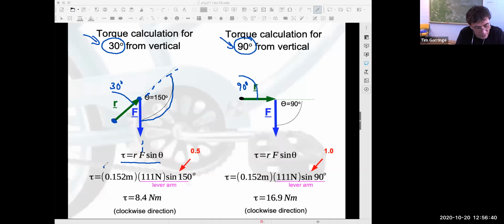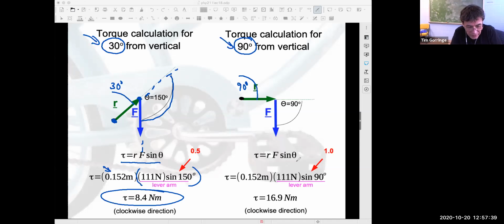I plug in the distance from the axis of rotation to where the force is applied. That's 15 centimeters. I plug in the strength of the force. That's 111 newtons. And then the directional information goes in by plugging in the sine of theta. And theta here was 150 degrees. And then I carry out that calculation. I'm just mentioning here that this piece, 0.15 meters times sine 150, should be the lever arm. Anyway, multiply these three things together and you get this torque. It's 8.4 newton meters. Newton meters are the units of torque because it's a force times a distance. And so that was the torque in that situation.